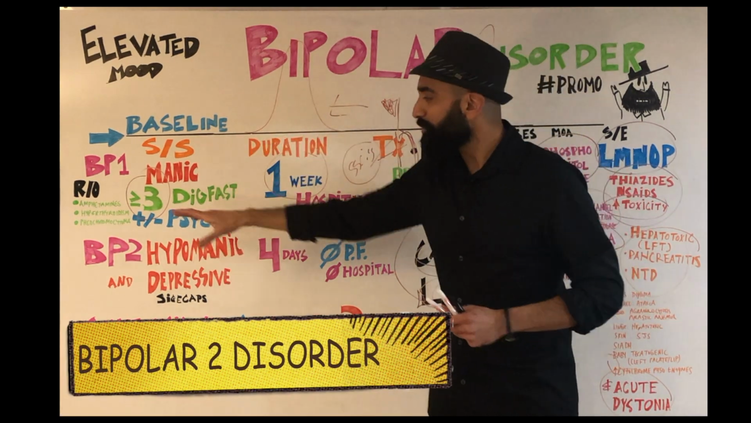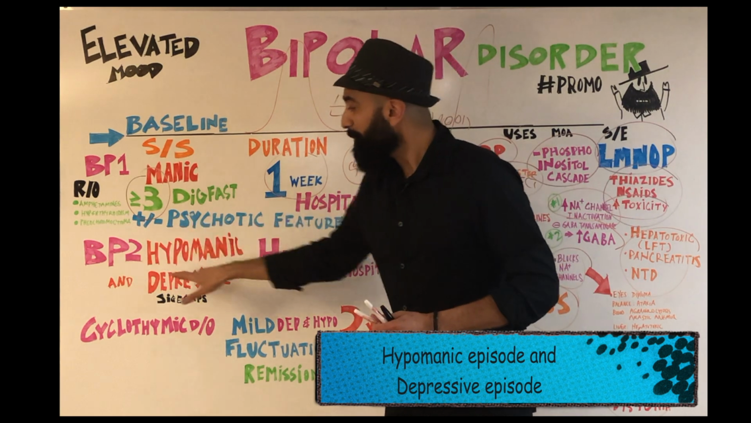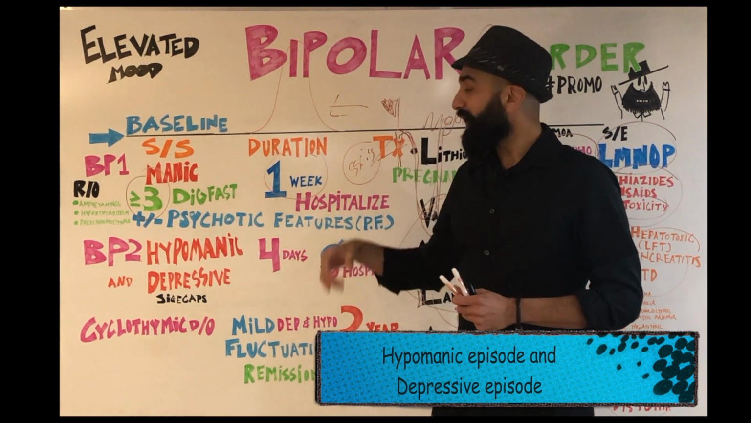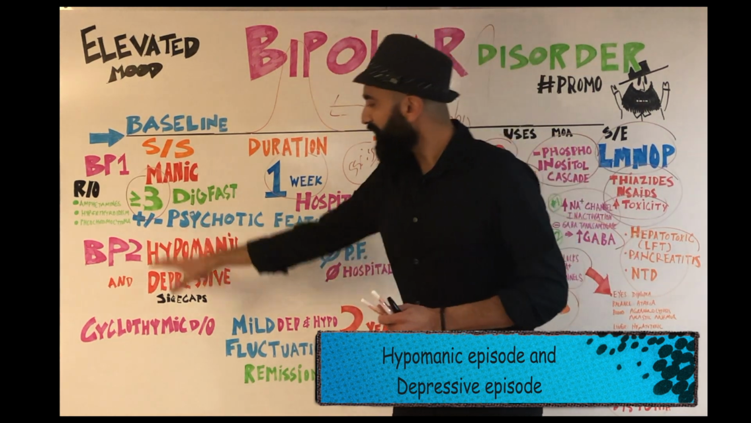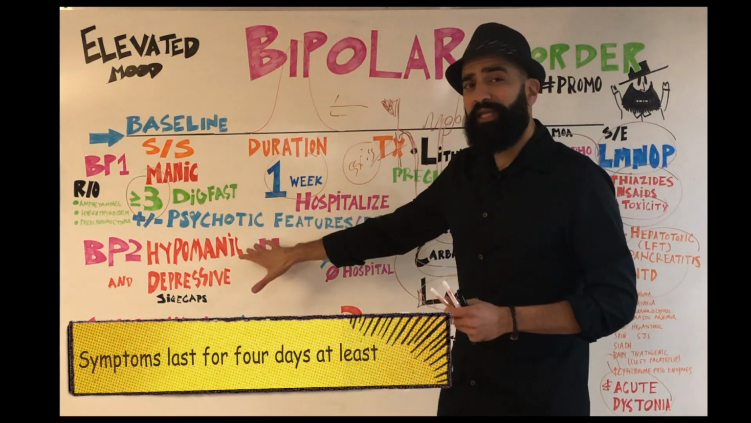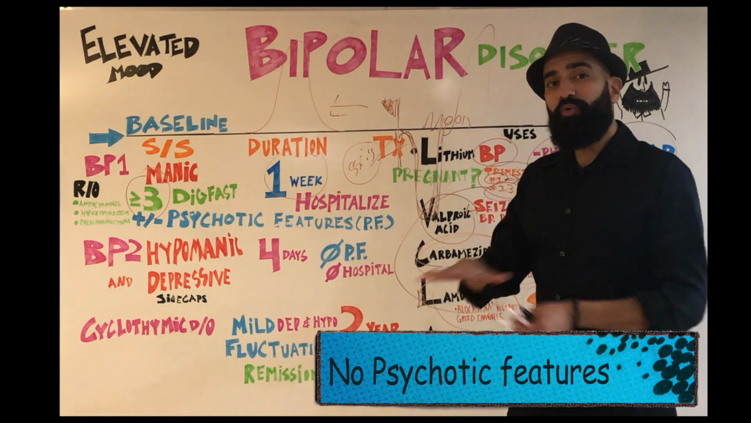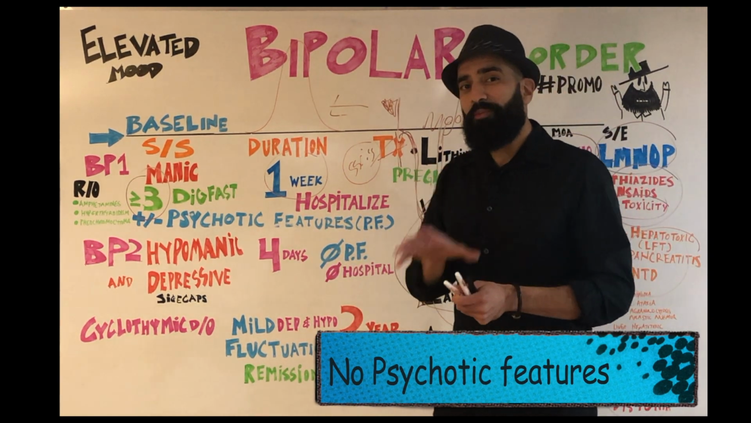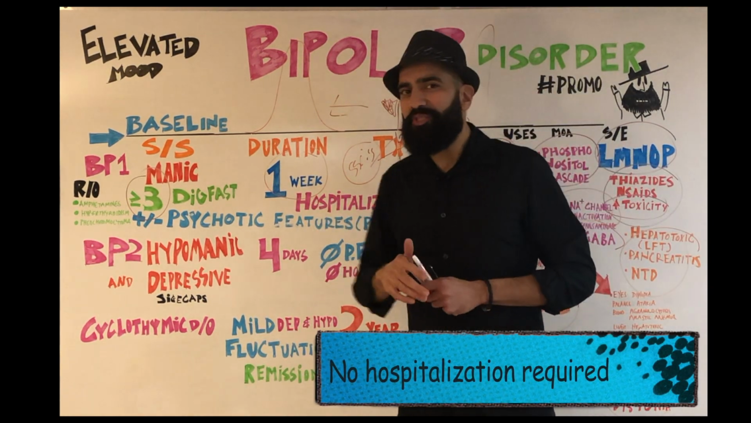When we compare that to bipolar 2 disorder, we say the person must have a hypomanic episode and a depressive episode. So they can't just have a hypomanic episode, they can't just have a depressive episode, they have to have both, okay? How long does the hypomanic episode need to last for? A minimum 4 days. There's going to be no psychotic features present, and the person is not putting themselves at so much risk or someone else at risk that they need to be hospitalized. So how do we distinguish that?